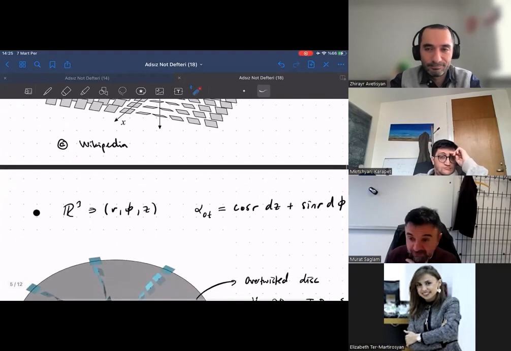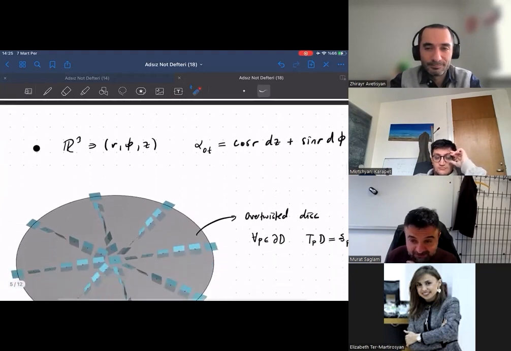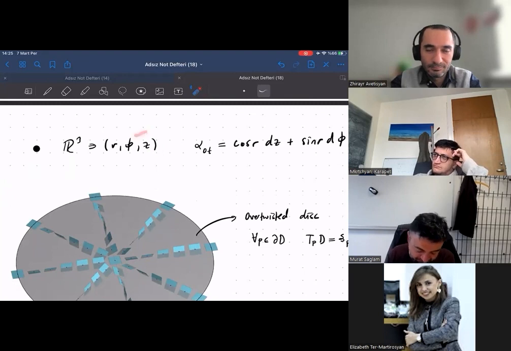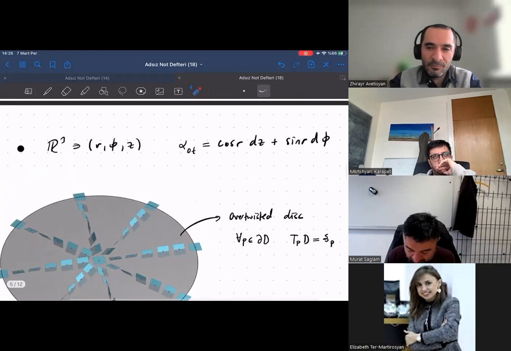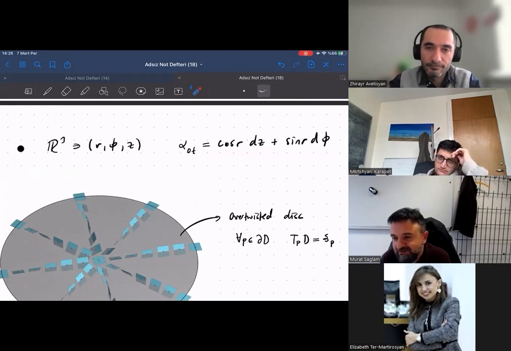So another example is again R3. Now I'm taking the cylindrical coordinates in R3. So I have my z coordinate, on the xy plane I have my angle phi, and then my radius r. And then I define this one form, alpha equals cosine r dz plus sine r d phi. And then one can easily check that d alpha is nowhere vanishing.